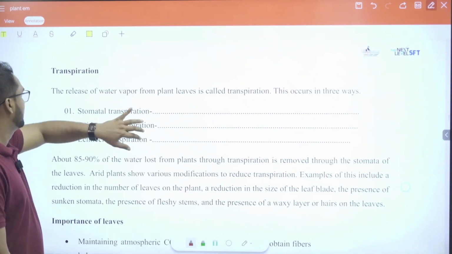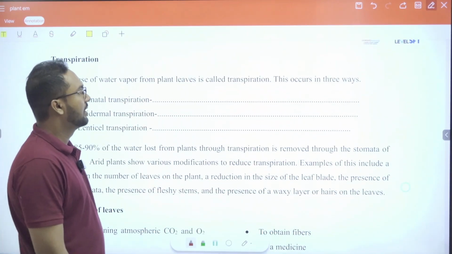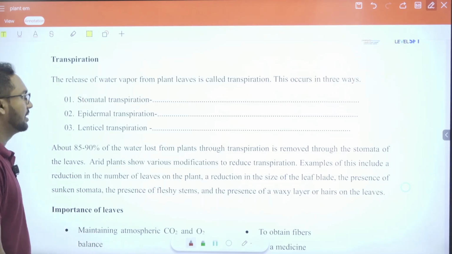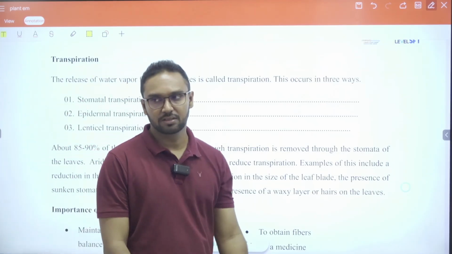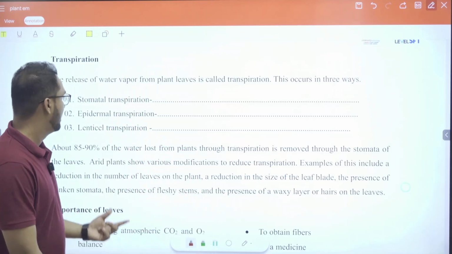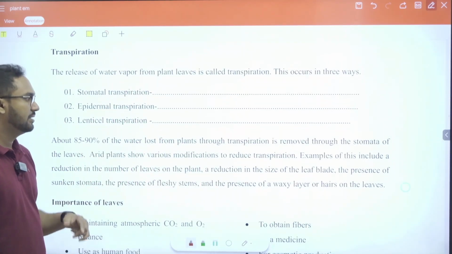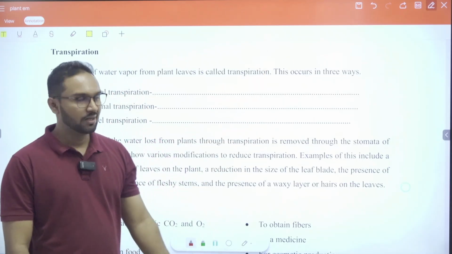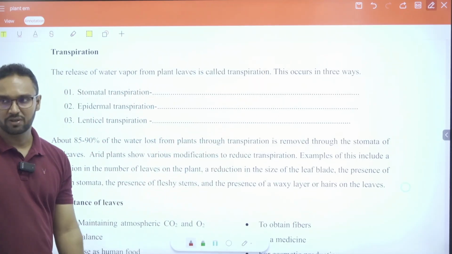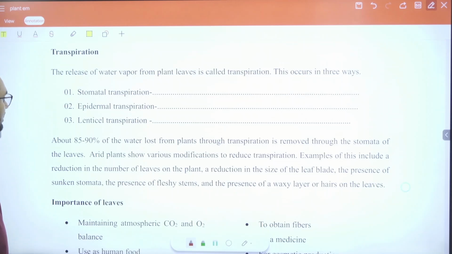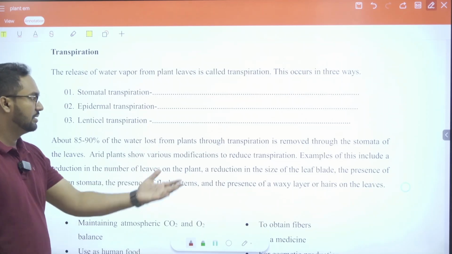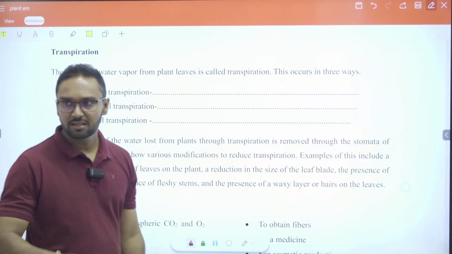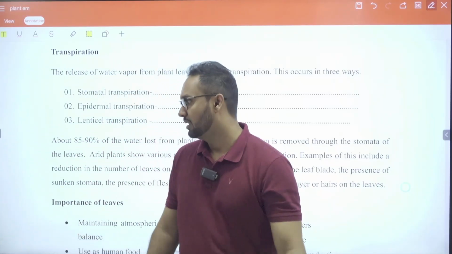Transpiration. The release of water vapor from a plant leaf is called transpiration. This occurs in three ways. Stomatal transpiration, where the transpiration occurs through the stomata; epidermal transpiration, where the transpiration occurs through the epidermis, which is the evaporation of water from the leaf; and lenticular transpiration, where the transpiration occurs through the lenticels. Lenticels are the holes in the stem.